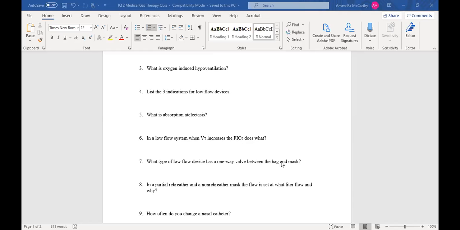Not partial. Non-rebreather. The non-rebreather has a one-way valve between the mask and the bag so that you can't rebreathe your own gas. So when you exhale, it goes out the side only, not into the bag. A partial rebreather doesn't have a valve, and when you exhale, some of it goes into the bag. The first 1/3 of your breath goes into the bag, and then when you inhale, the first 1/3 of your inhale will be what you exhale, your own breath. That's why it's a partial rebreather.